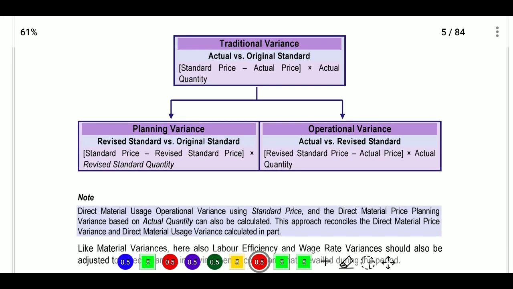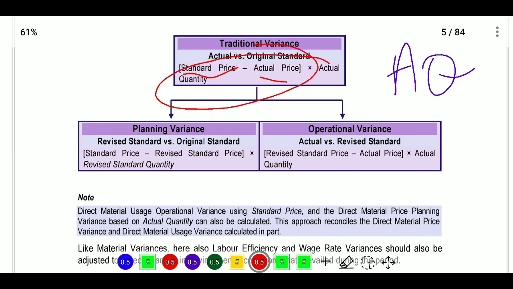For prices different, we will multiply with quantity. What quantity will we take? Quantity means always actual quantity. For traditional variance, which price do we take first? The standard price. So standard price minus actual price into actual quantity.